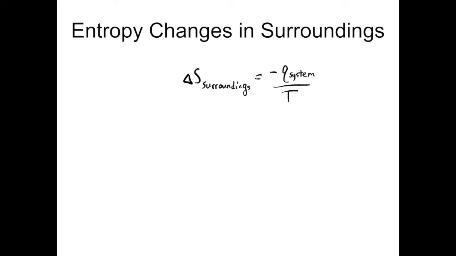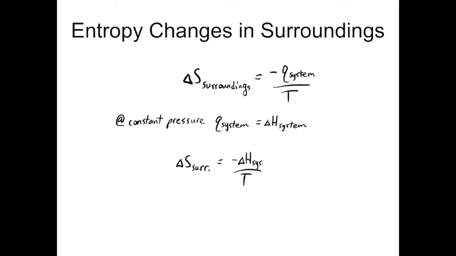And we can adjust this if we're assuming something is happening at constant pressure. So we have to remember that at constant pressure, Q is equal to delta H, so we can rewrite our entropy expression. If we want to talk about something a bit more broad than system and surroundings, we can talk about the universe as a whole, which is composed of both the system and the surroundings. And remember, for a spontaneous process, the universe's entropy increases.